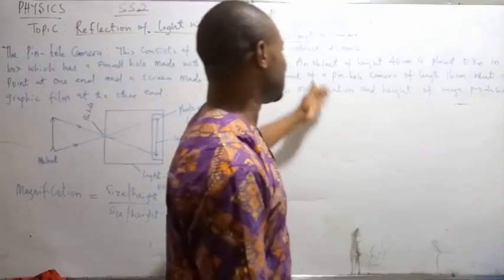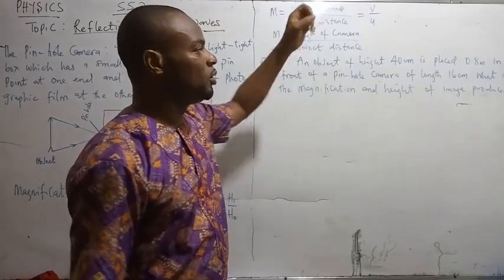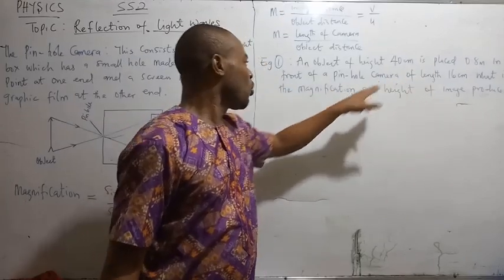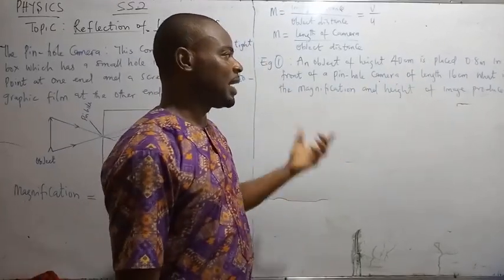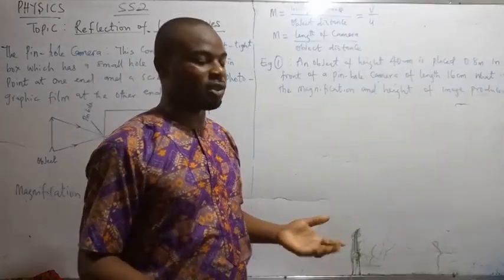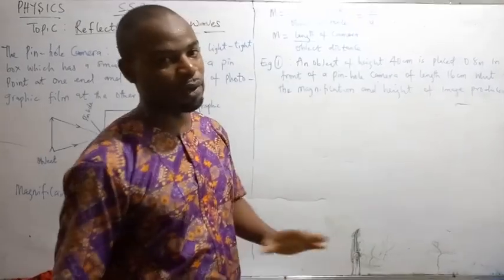We'll now take an example. An example is on the board. An object of height 40 cm is placed 0.8 meters in front of a pinhole camera of length 16 centimeters. What is the magnification and the height of image produced? Just the normal way we normally solve. The best way we do this is to write out our what? The parameters, or what the quantity is given.